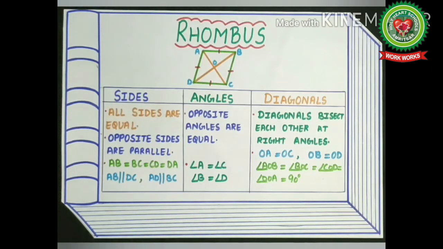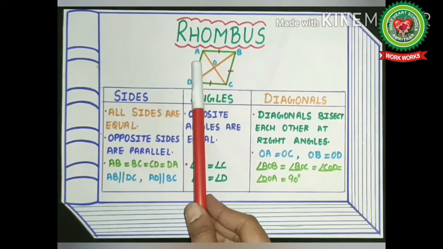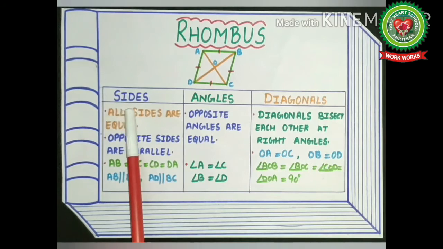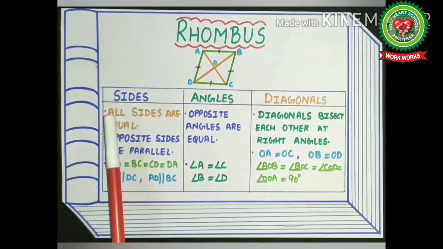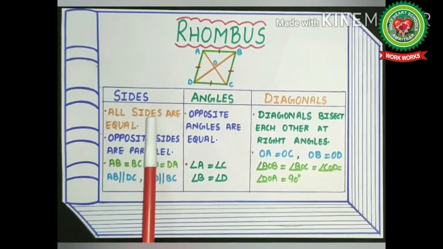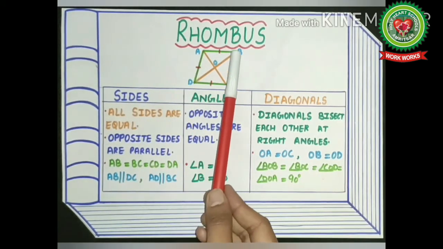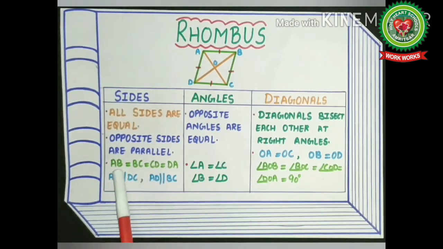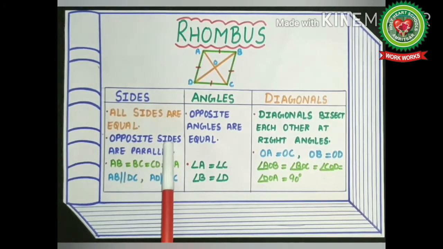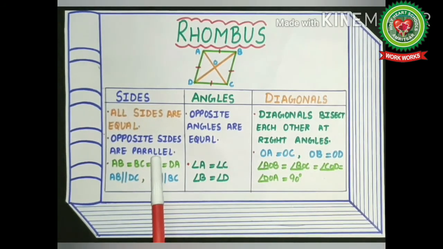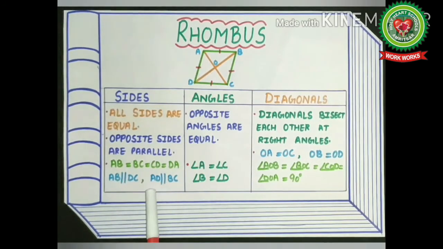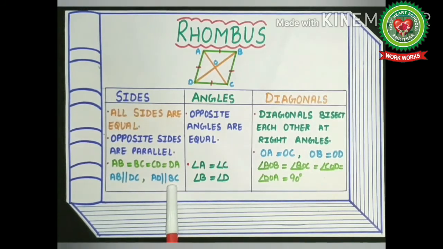Next we will discuss about rhombus. In this figure, rhombus name is ABCD. First we will discuss about sides of a rhombus. First property, all sides are equal. That means AB is equal to BC is equal to CD is equal to DA. Next is opposite sides are parallel. Opposite sides, that means AB parallel to DC and AD parallel to BC.